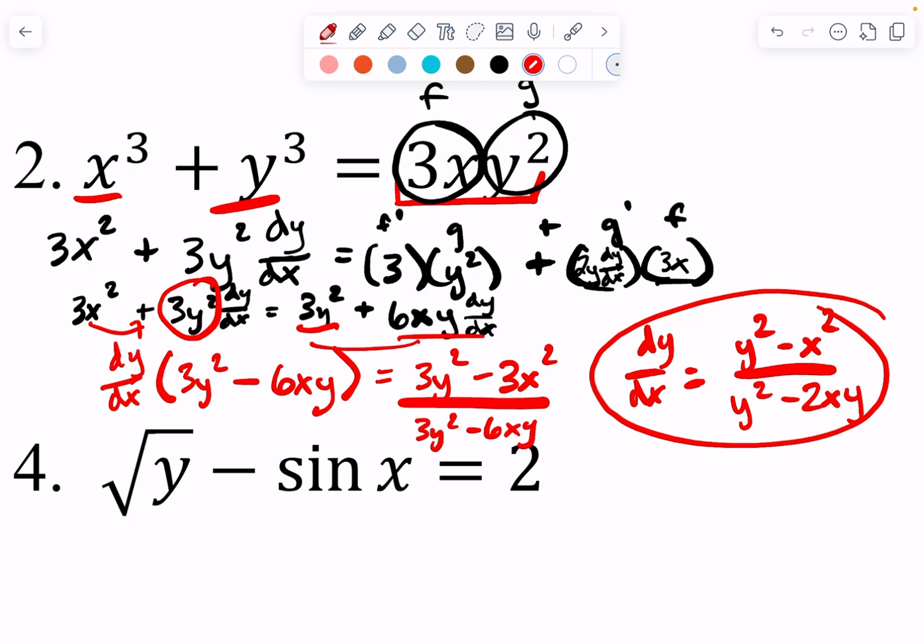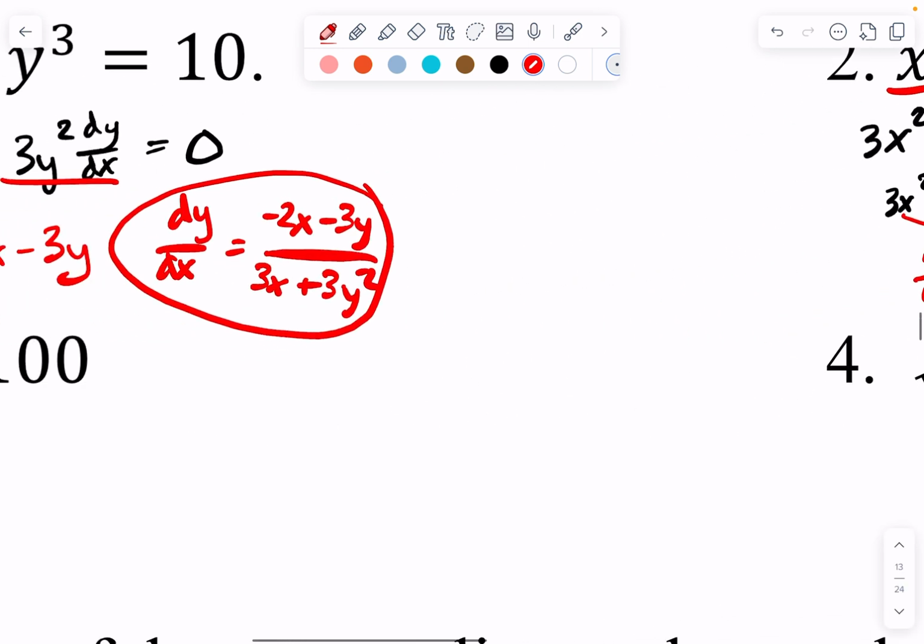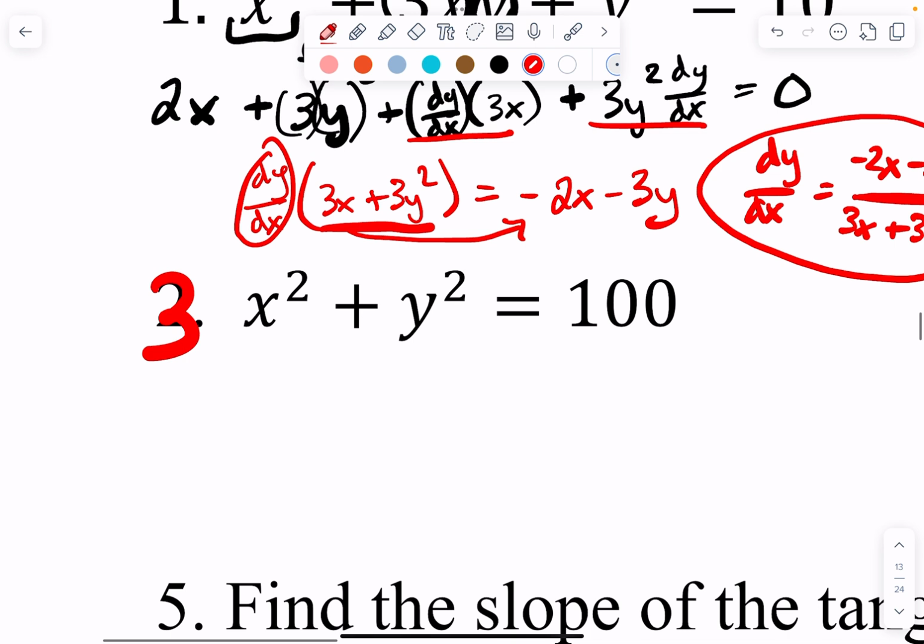Okay, perfect. I think these are all right. I can make a mistake too, I guess. This one's probably the easiest one, honestly. This one has no product rule. It's just really easy. So, go, pause. Here we go.